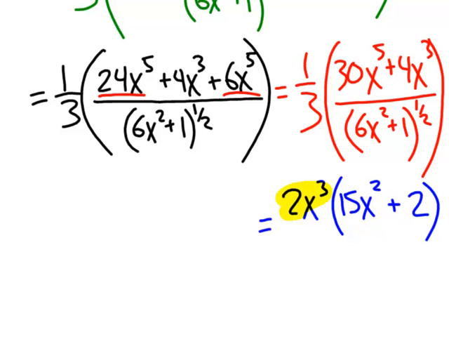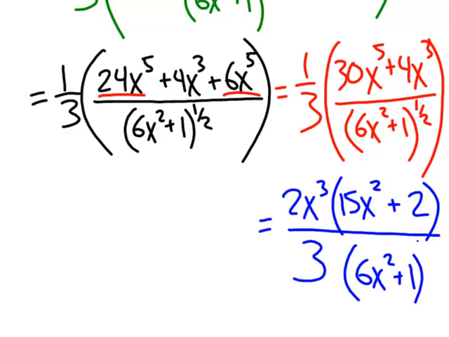Whereas if you distribute the 2x to the 3rd times the 2, you would get this, 4x cubed. So I've just done some factoring there. And that is all over... I'm going to go ahead and let that 2x cubed take the place of this 1 here. I'll have the 3 on the bottom still. And then 6x squared plus 1 to the 1/2 power. And that was our derivative.